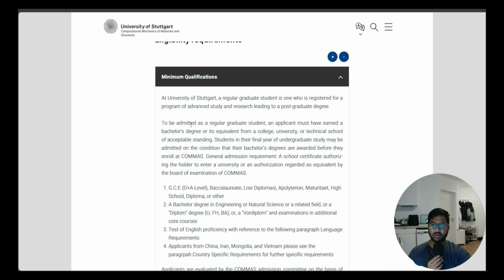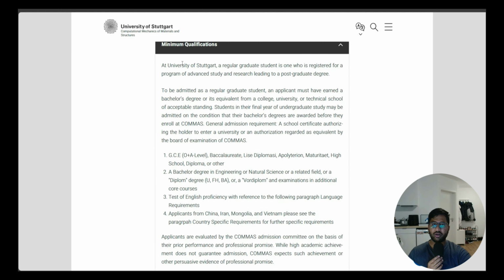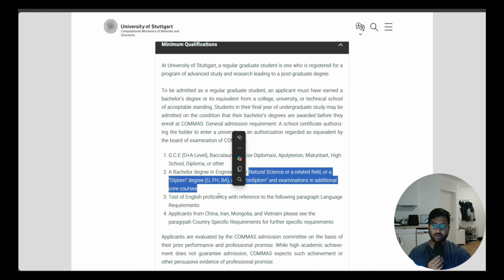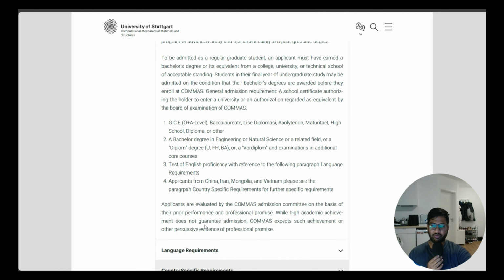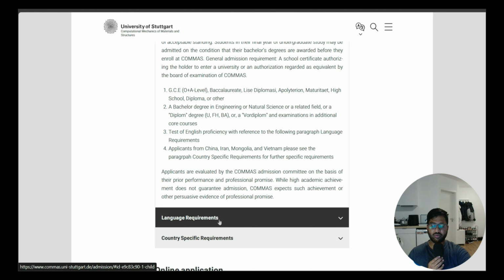Minimum qualification. As I told you, you need to have a university degree, a Bachelor of Engineering or a Natural Sciences related field, or a diploma degree, or any 4 diploma in the examination of additional core courses. So you need to have a bachelor degree in the corresponding course, which will be civil or mechanical, and a test of English proficiency should always be there. This will be IELTS, and that IELTS language requirement will be below.